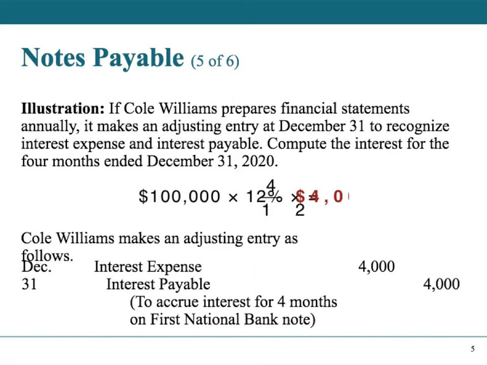If you remember the formula, it should be principal or face value, 100,000, times the percentage, in our case 12%, times time. It was signed on September 1st, so it will be September, October, November, December, 4 months. So it will be 4 out of 12 months that you will be multiplying by, and basically you're accruing the interest. The journal entry will be debit interest expense and credit interest payable to accrue interest for 4 months.